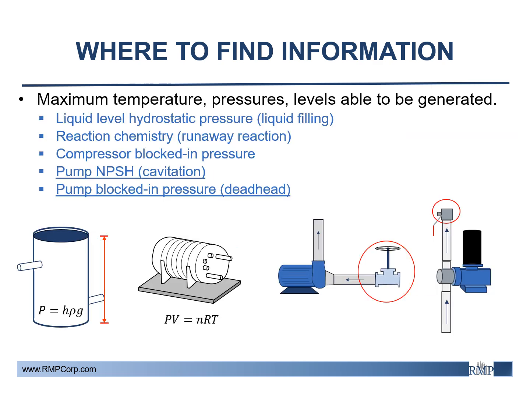The third set of information we may want is the maximums able to be generated. These may need to be calculated during the PHA as the scenarios are discovered. For example, liquid filling a vessel puts more static pressure on other equipment. Using the static pressure equation, height times density times gravity gives us an idea of the pressures we'll see.